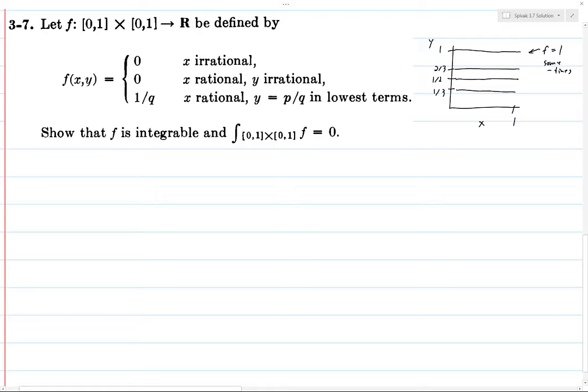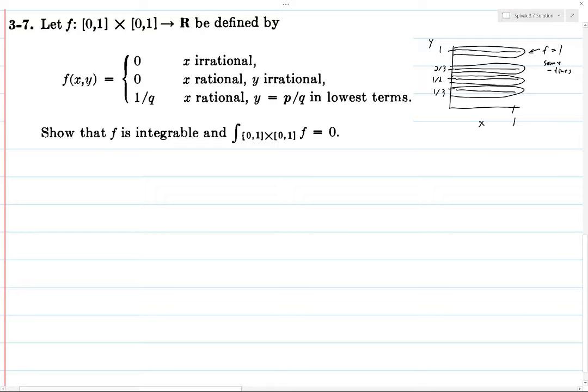Okay, so my idea here is to find a partition of this domain. What we're going to do is start by putting a rectangle around that horizontal line, and then one around this 1/2, and then we get some rectangles around the 1/3 and the 2/3, and we keep going. And we want to try to make these rectangles really thin.